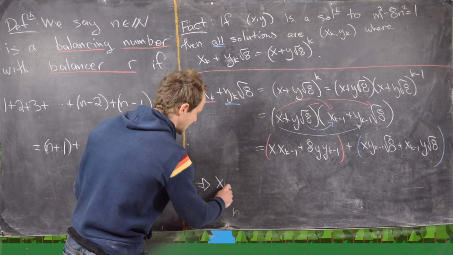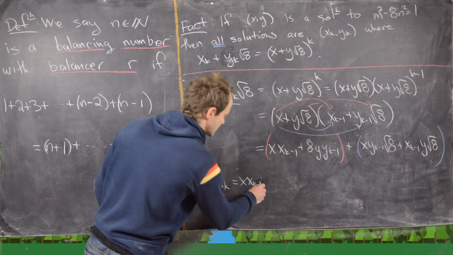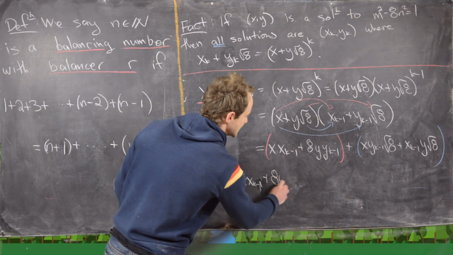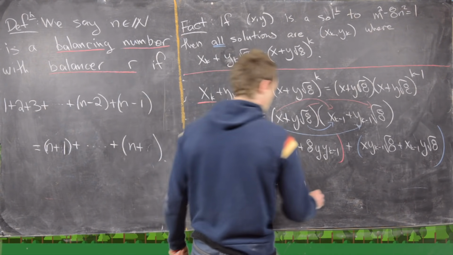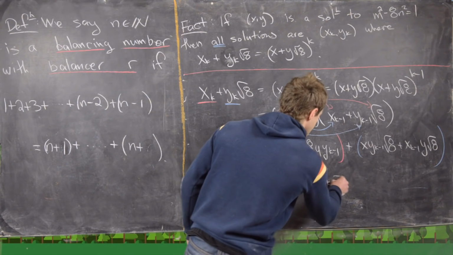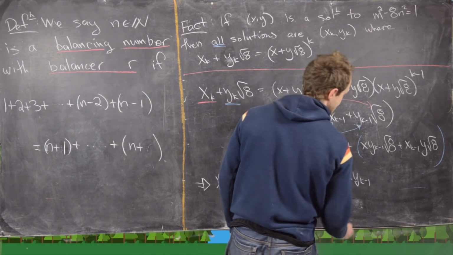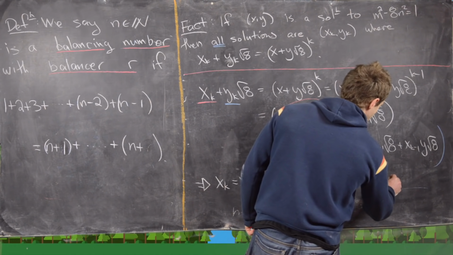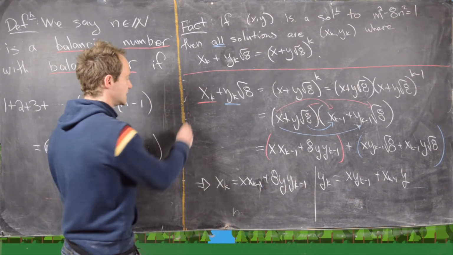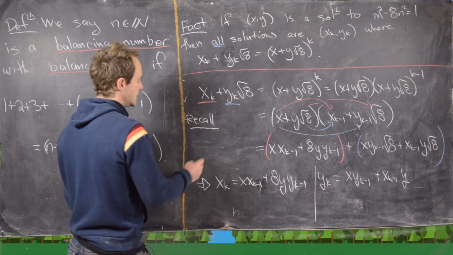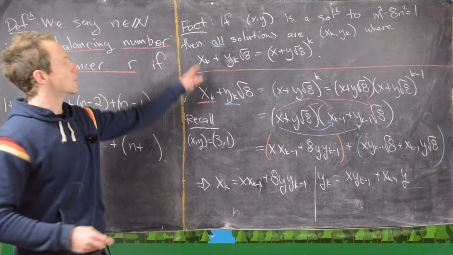So we'll have xk is equal to x times xk minus 1 plus 8 times yk minus 1. Good. And then we'll have also yk is equal to x times yk minus 1 plus xk minus 1 times y. And so now let's recall that we have a solution, and that solution is x, y equals 3, 1. And so we can check that.